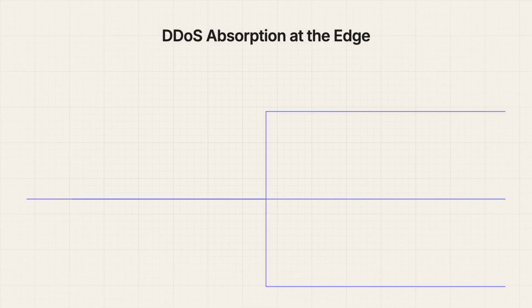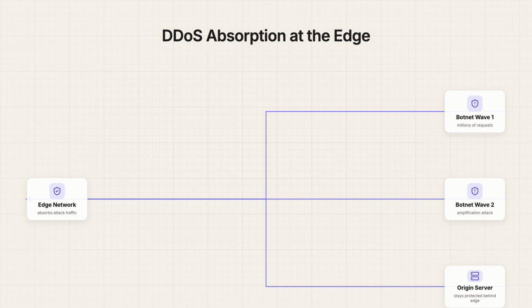A distributed denial of service attack floods a target with traffic until it collapses. Because the CDN's edge network is massively distributed and has enormous aggregate bandwidth, it can absorb most attack volume before it ever reaches the origin. The edge can rate limit, challenge suspicious requests with CAPTCHAs, and drop obviously malformed packets at the network layer, keeping the origin healthy and available to legitimate users.